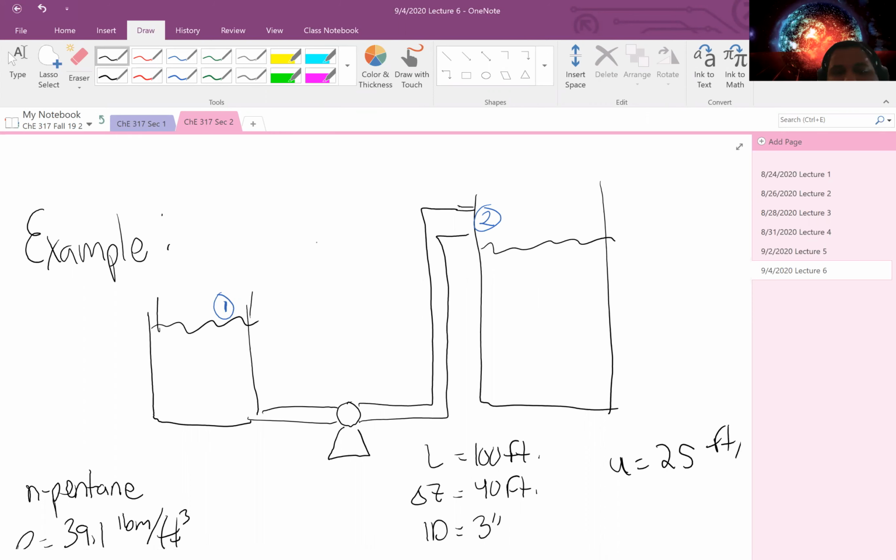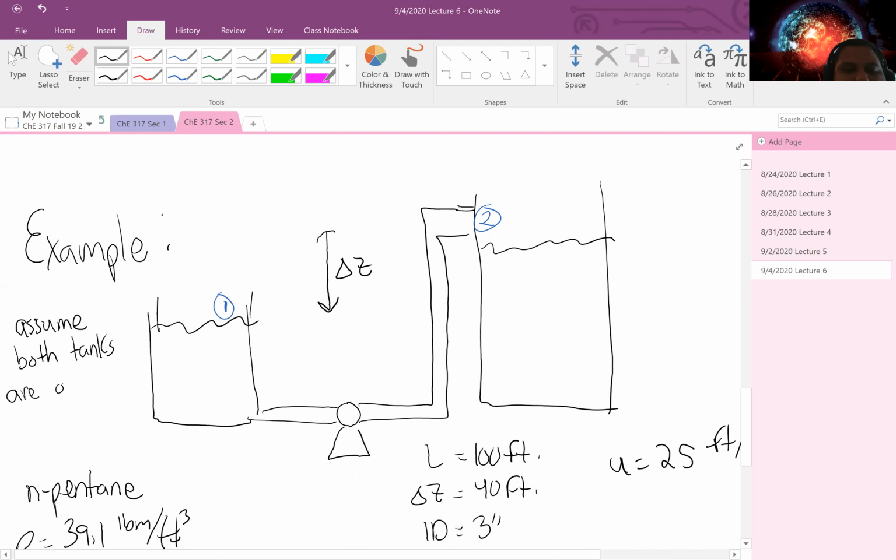And I'm going to assume that the height differential given was mainly the key rise necessary for the fluid to be transported from each tank. So I'm going to assume the delta Z is going to be here, or Z2 minus Z1. And I'm also going to assume both tanks are open to the atmosphere.